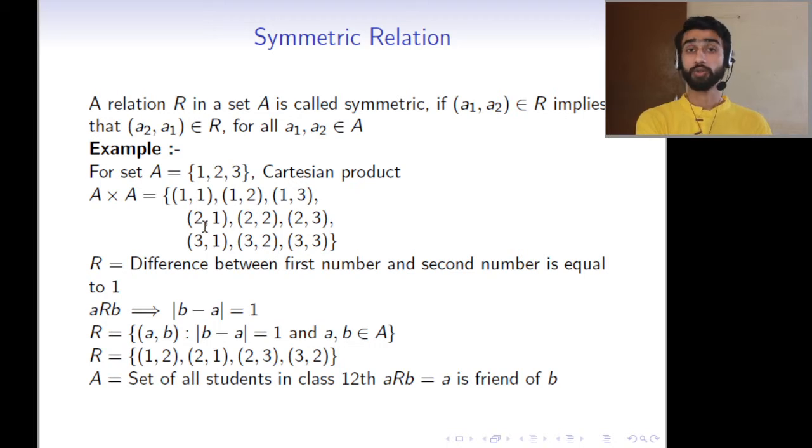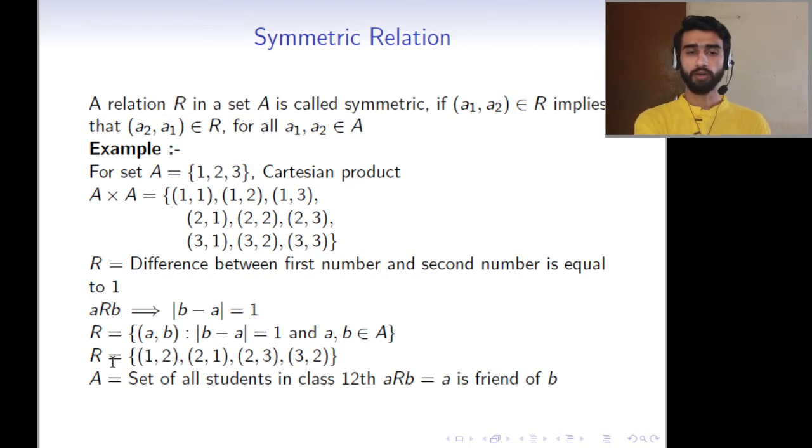Then 2 comma 1 difference is 1, take it in our relation. Then 2 comma 2, leave it. 2 comma 3 difference is 1, take it in our relation. Then 3 comma 1 difference is 2, not 1, so we leave it. Then 3 comma 2 difference is 1, so take this in our relation. Then 3 comma 3 difference is 0, not equal to 1, leave it.